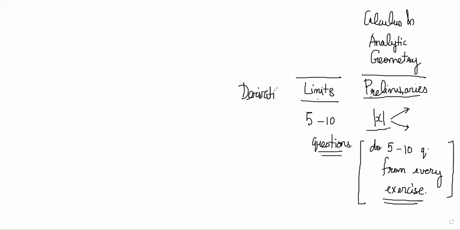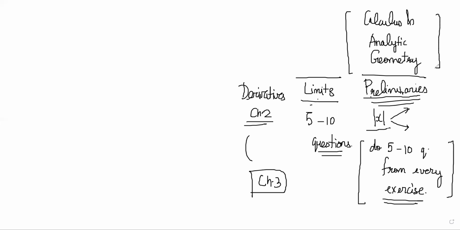So you have to do the limits, preliminaries, and the derivatives chapter. Derivatives chapter is chapter 2, I think. Yes, sir. Chapter 2 is derivatives, chapter 1 is limits, chapter 0 is this. And after that, we might reach the end of chapter 3 in today's class. So whatever we have covered so far, you have to go through every exercise, do 5 questions at least, and know what is going on, right? Yes, sir.